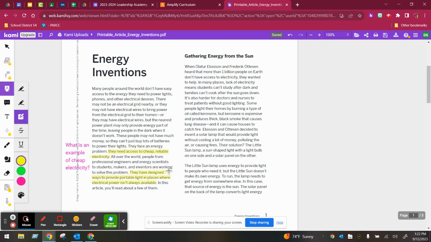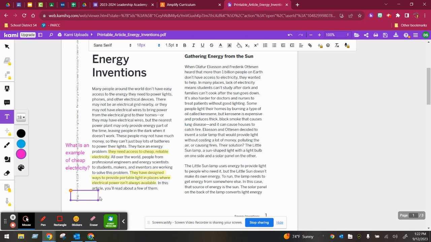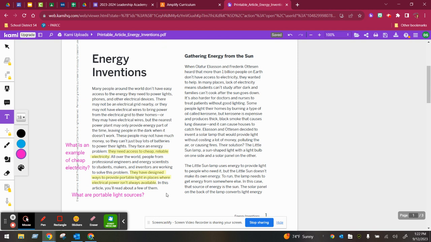You'll notice I've also highlighted this sentence that all of these people right above have designed ways to provide portable light in places where electrical power isn't always available. I might add another annotation here, asking the question, what are portable light sources? This is an example of how you would highlight and annotate. I will continue reading the article. However, you will need to highlight and annotate on your own.